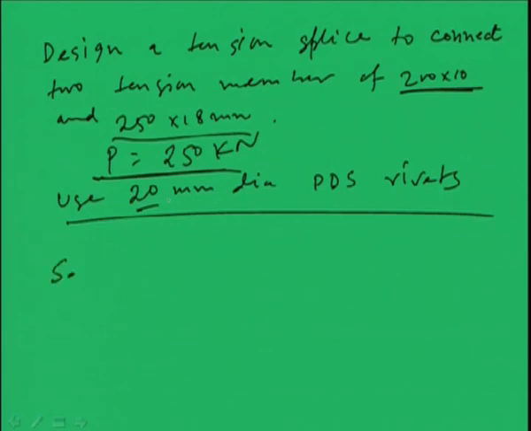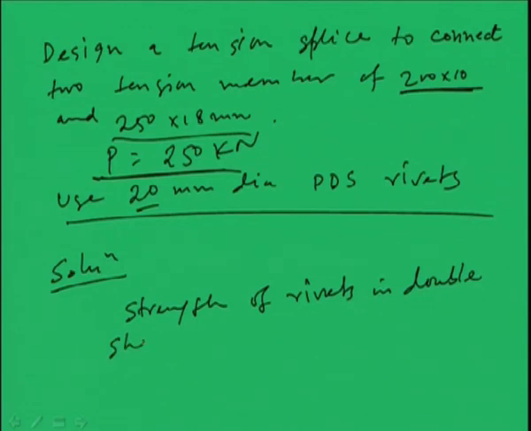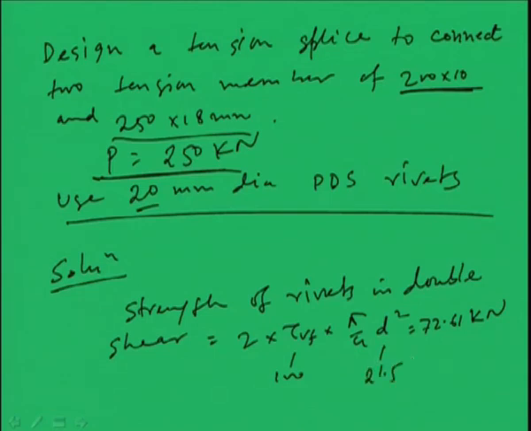So, what will we do for the solution? First we will find out the strength of rivets in double shear. I am coming to why double shear is required. So, this will be 2 into tau Vf into pi by 4 d square, with 100 and d as 21.5. After putting these values we will get 72.61 kilonewton.